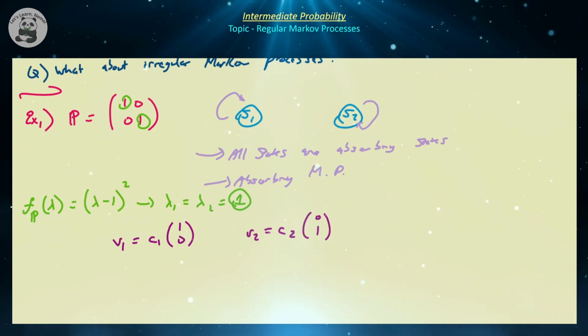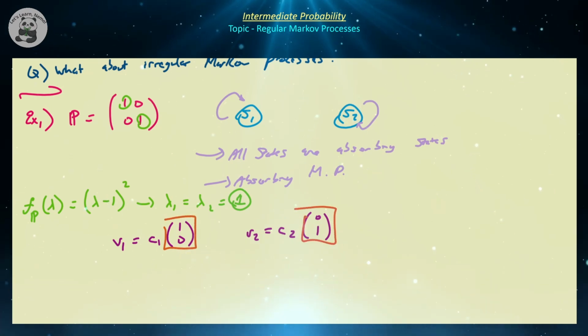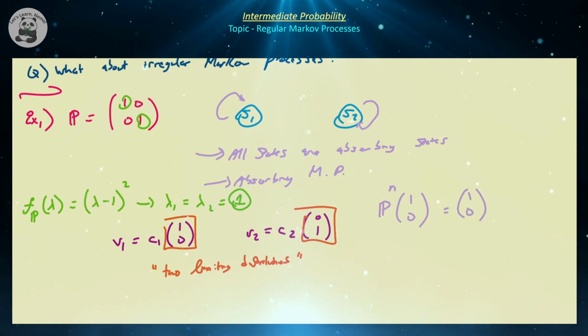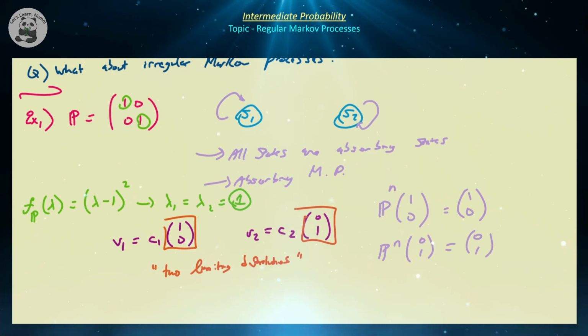Notice that both of these can be made into probability distributions. Actually, they are probability distribution vectors, right? So what you have here is two limiting distributions. Which one is which? Well, it really depends on the state you start in. For example, if I have an initial state vector of (1, 0), I'm going to have (1, 0) forever, right? So for example, P^n applied to (1, 0) will be equal to (1, 0), and P^n applied to (0, 1) will always be equal to (0, 1) forever.